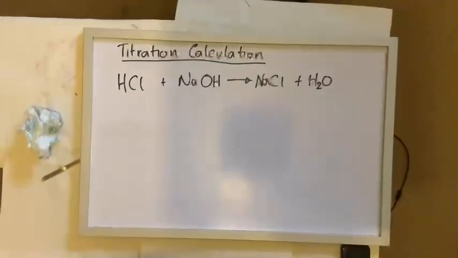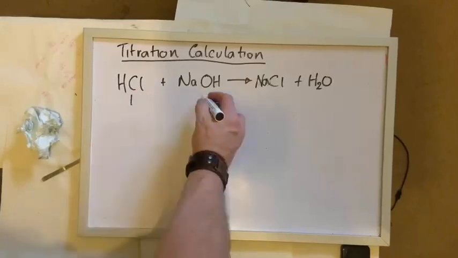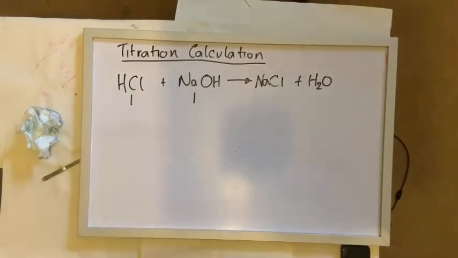Titration calculation. There's two ways of doing it. We've got the balanced equation way. So here we've got hydrochloric acid plus sodium hydroxide giving sodium chloride and water. We can see straight away that we have 1 mole of hydrochloric acid and 1 mole of sodium hydroxide. Okay.